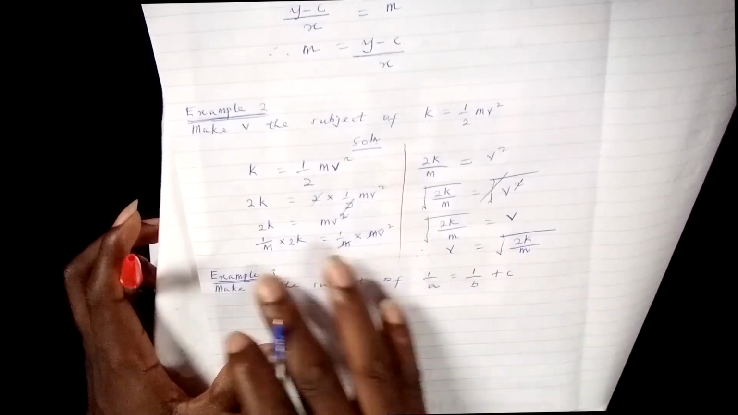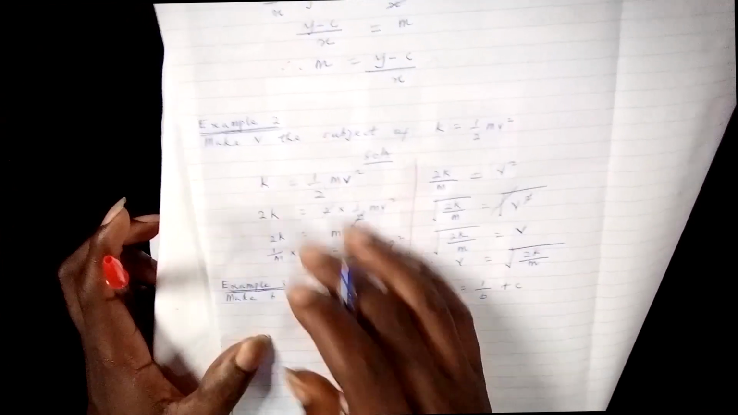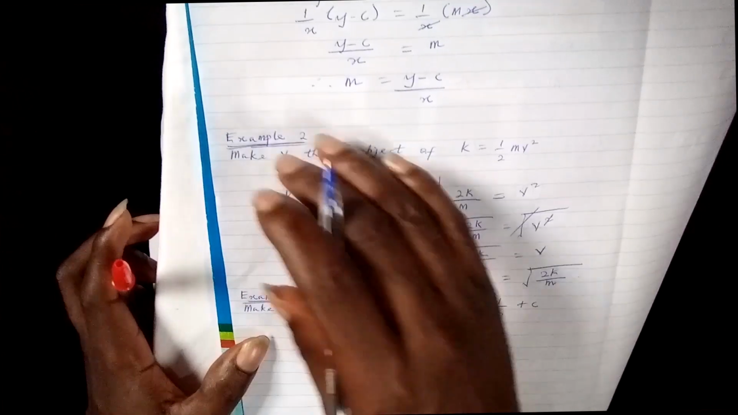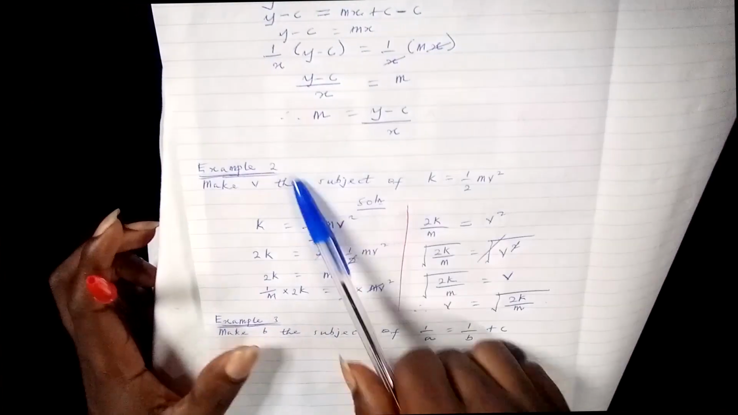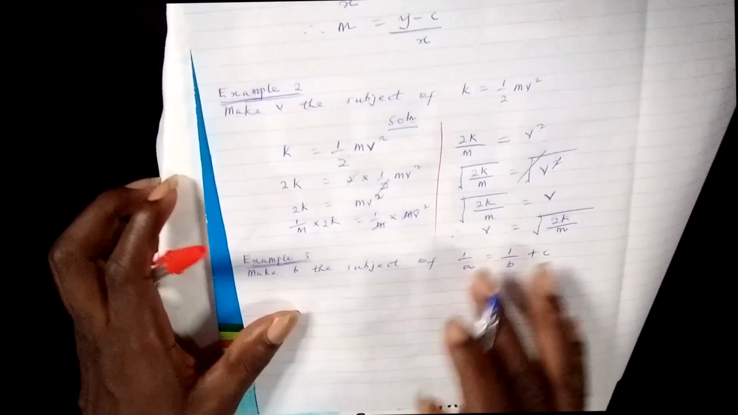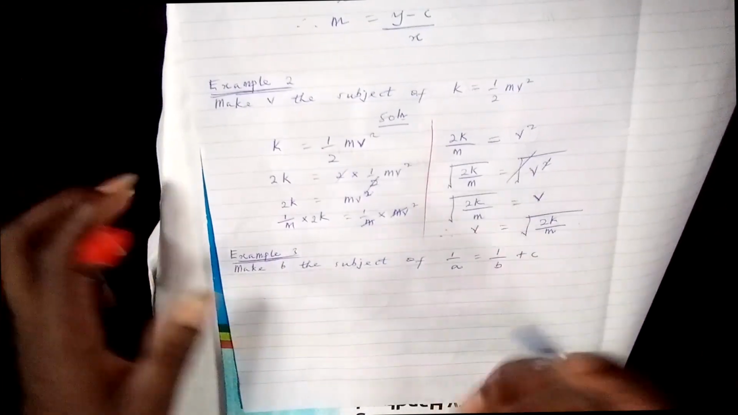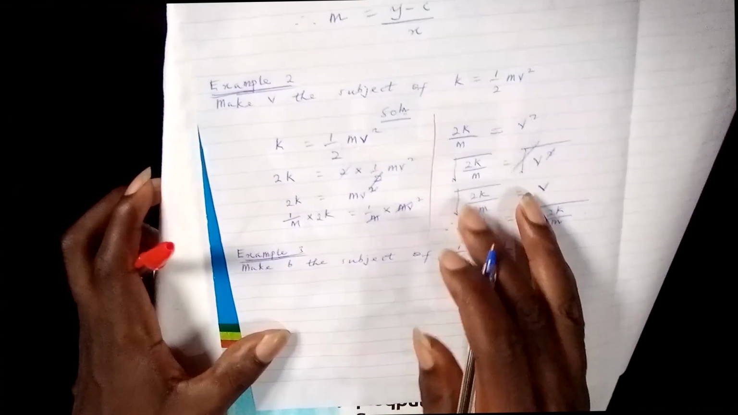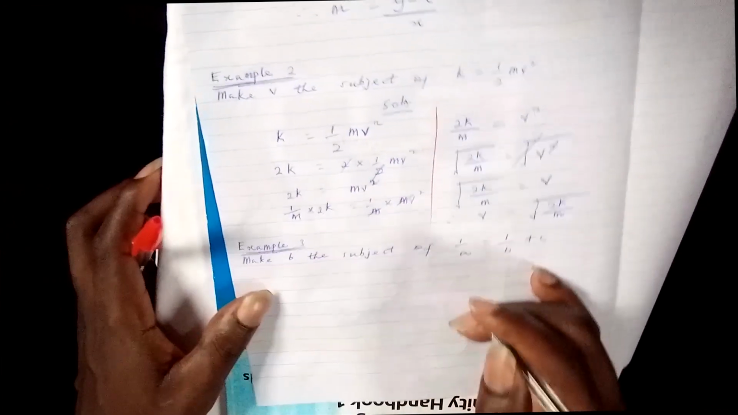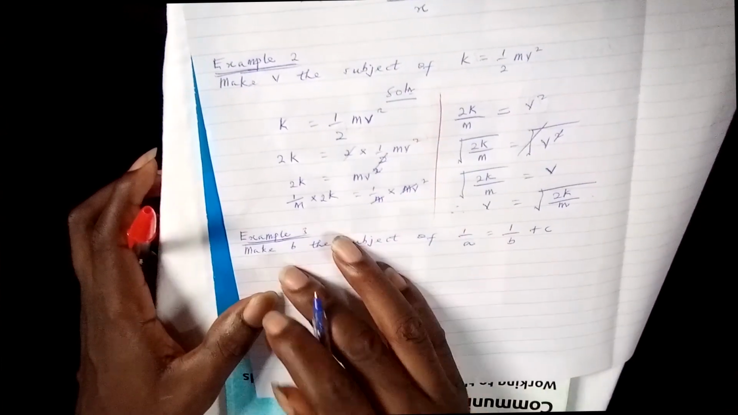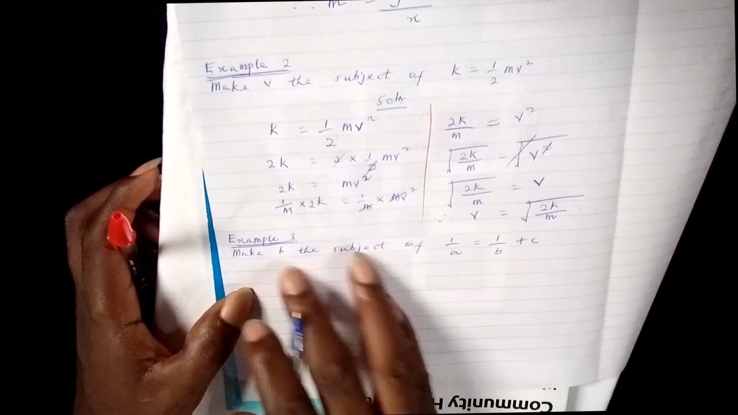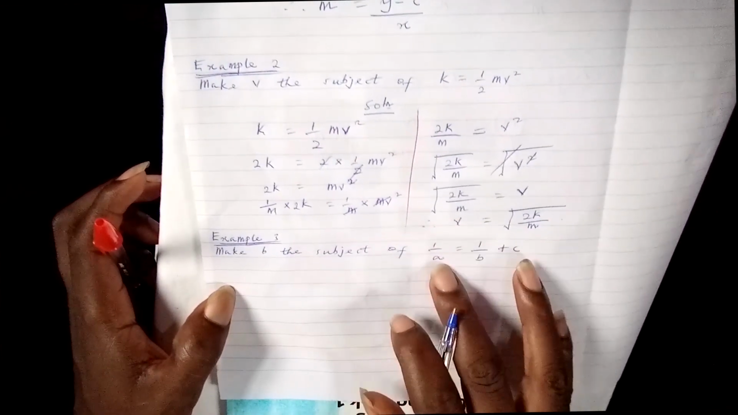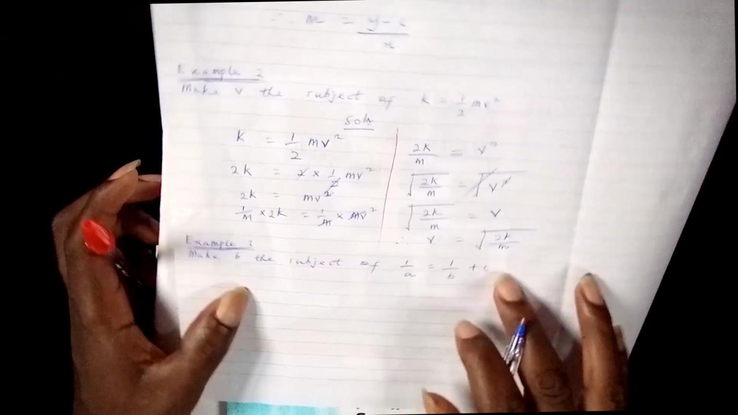The demarcation was not right, because I was supposed to make this sheet only example 1 and 2, not 3. But still, you have done it, so let us continue. Now, let's consider our last example, which is example 3. Example 3 says, make b the subject of 1 over a equal to 1 over b plus c.